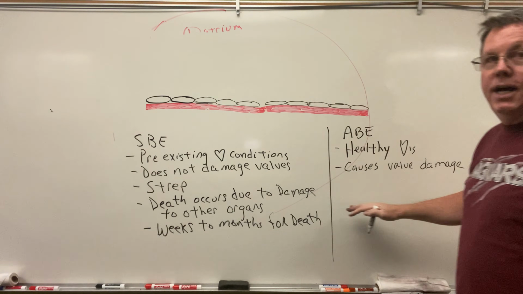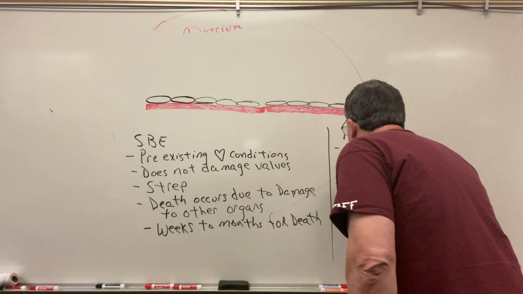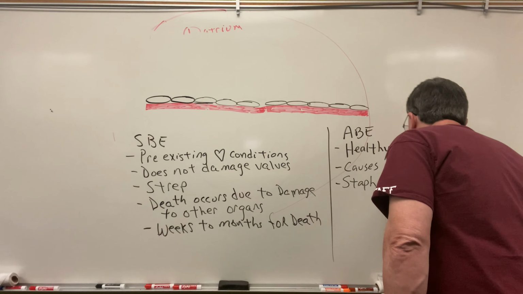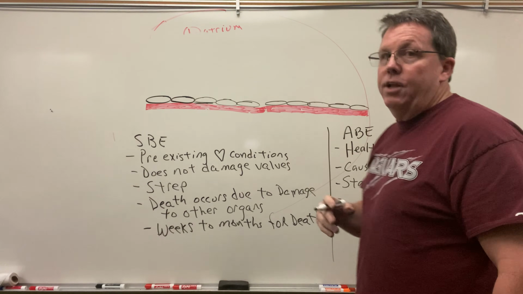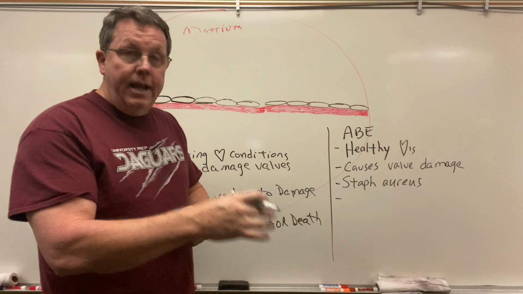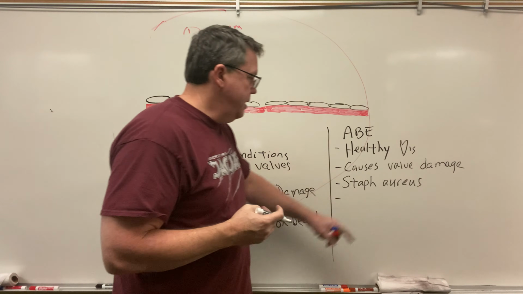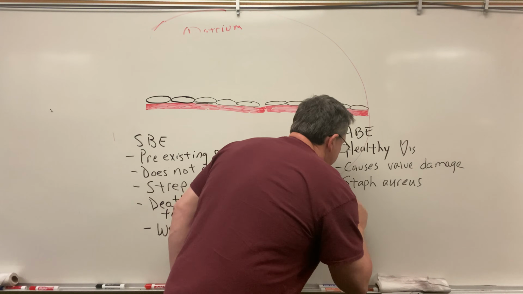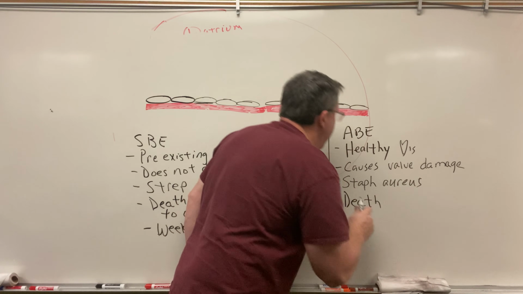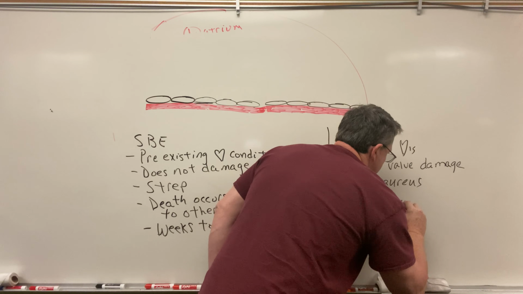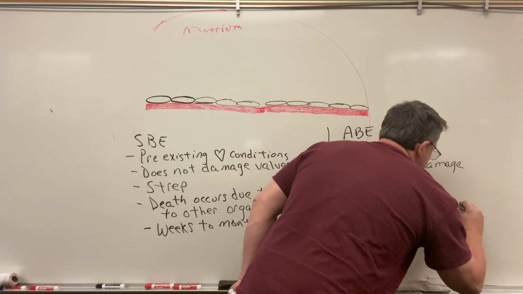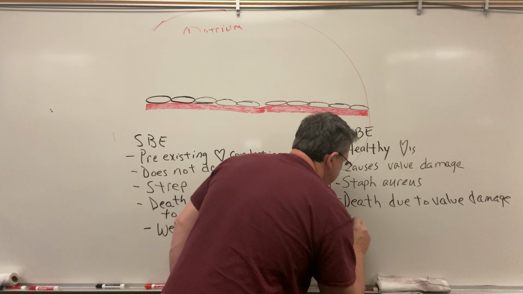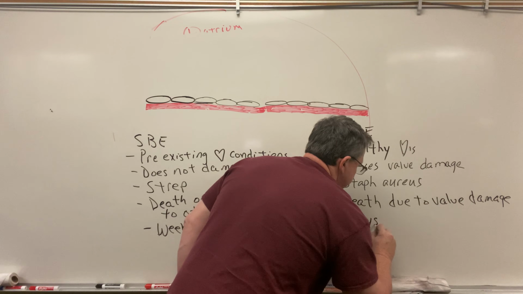This is usually caused by strep. This is usually caused by Staph aureus. Staph aureus is in your nose and it can be found on your skin. In fact, a lot of times when people get like folliculitis or inflammation of a hair follicle, it's a staph infection. This death occurs due to damage to other organs. This death occurs due to damage to the valves. Okay, and then also this kills within days to weeks.